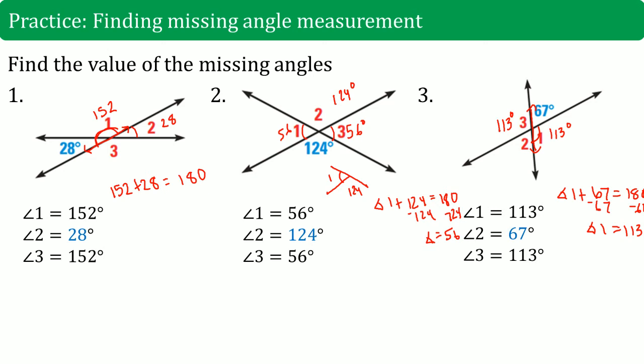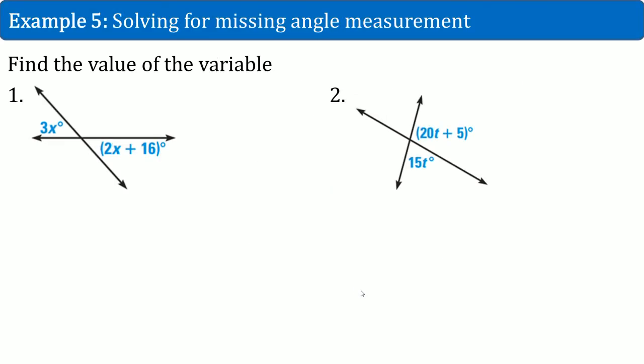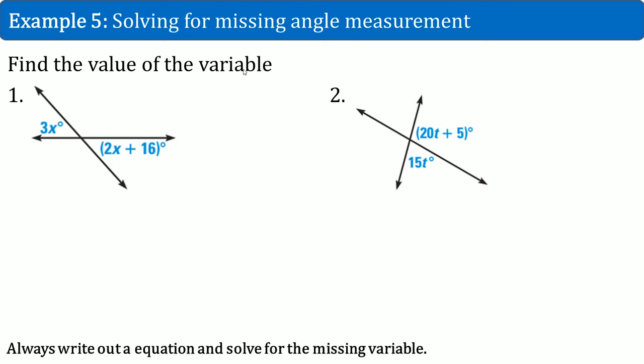So this is a very simple way of doing it. Sometimes you have to solve for the variable. In this case, solving for the variable is just solving for x. So you have to solve for the missing angle. But again, you're going to set up the equation the same way. We know in number 1, we know that. Please understand, you always have to write out the equation to solve for the missing variable.